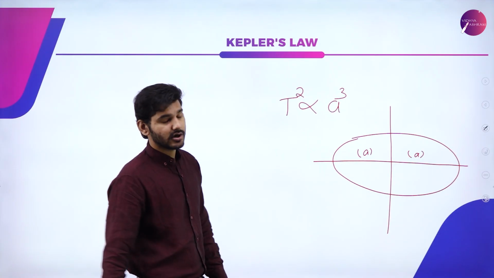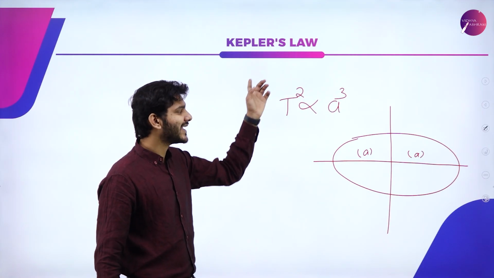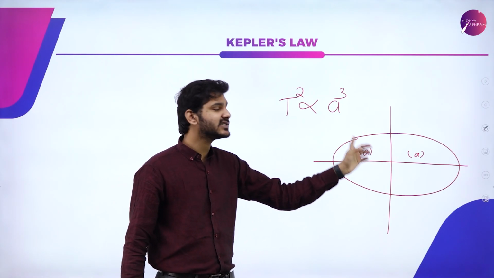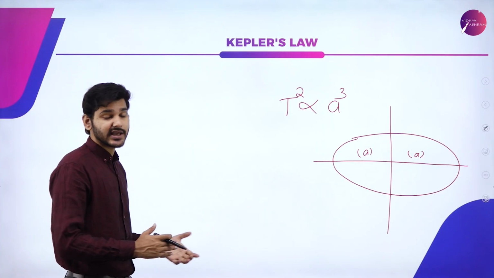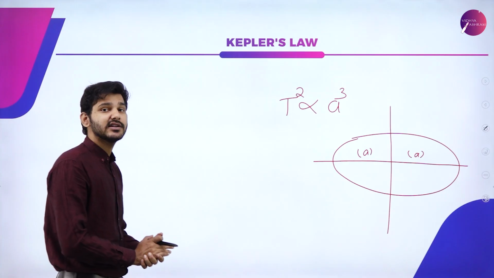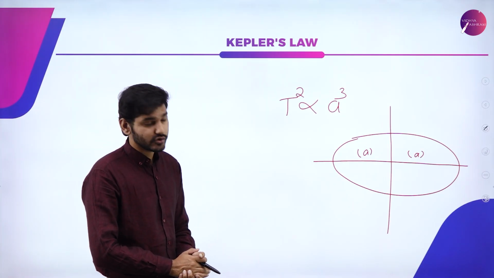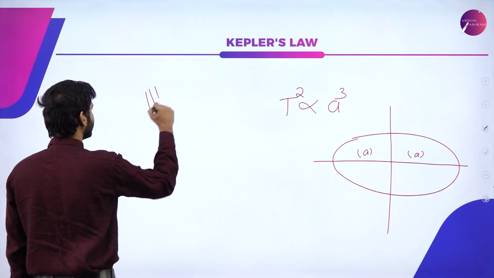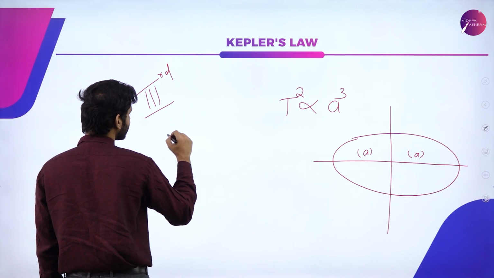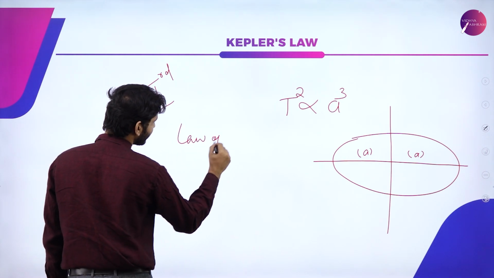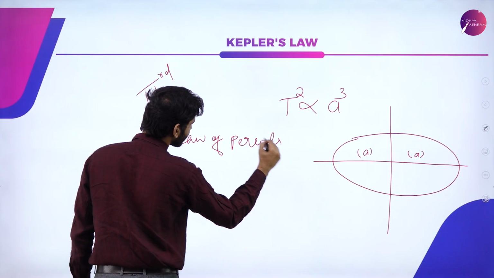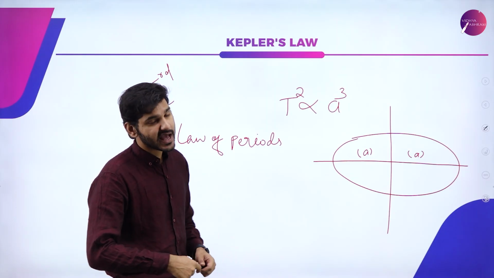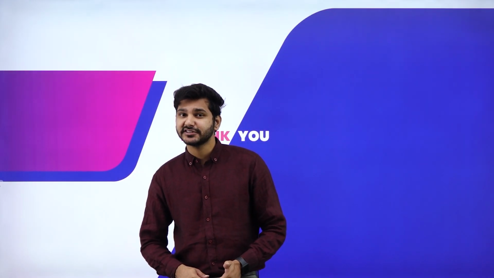So again, if I measure the time period of any planet, the square of that time period will be proportional to the cube of the semi-major axis. That is one particular relation that Kepler observed, and he noted it down, and that is known as the third law of Kepler's planetary motion, also known as the law of periods. So this is the third law, which is known as the law of periods. The square of the time period is directly proportional to the cube of the semi-major axis. So that is all about Kepler's first, second and third law.